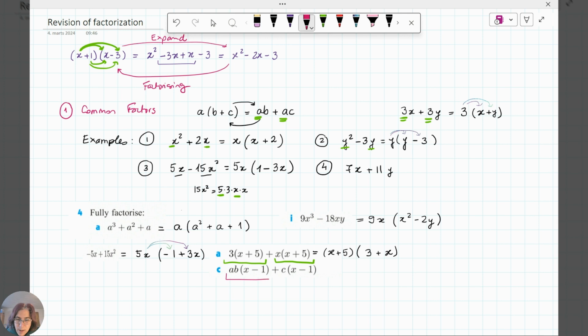The last one, we have a term that is a times b times x minus 1, and another term that is c times x minus 1. What is common between those two terms is the bracket with x minus 1. So that's going to be my common factor. And then I'm going to be left with ab plus c. And these are the examples I wanted to show you.